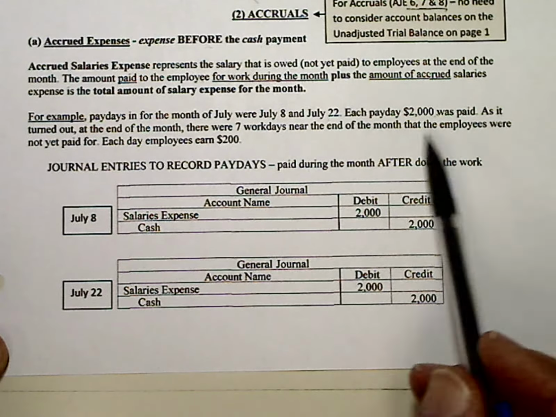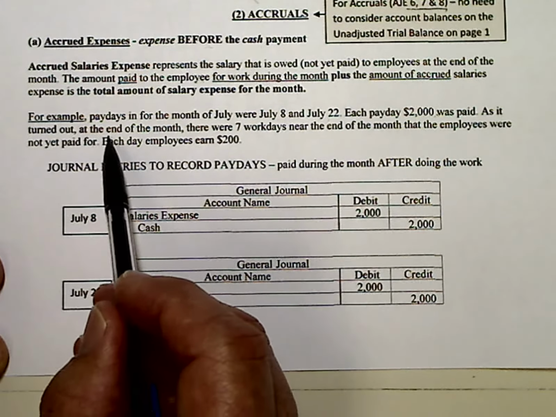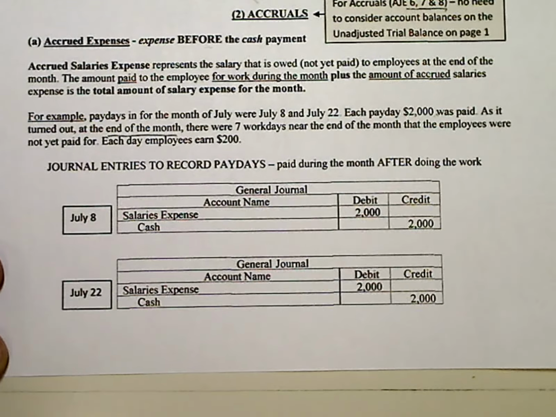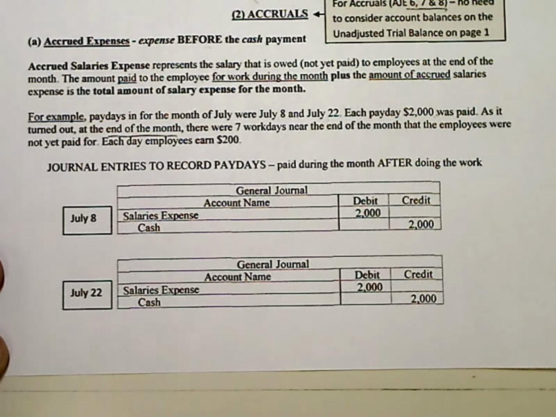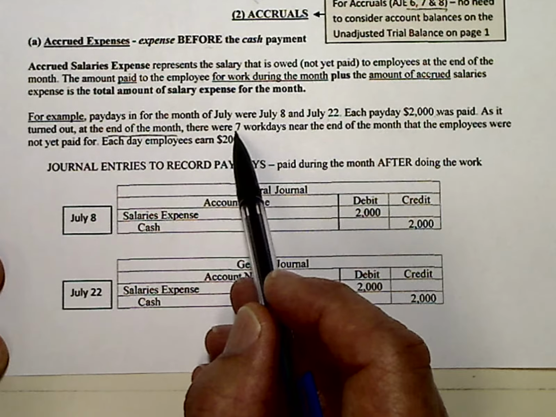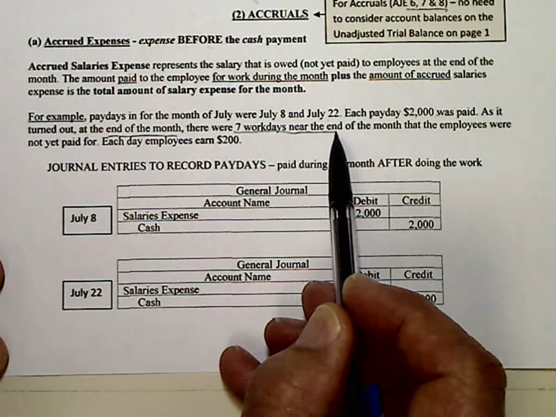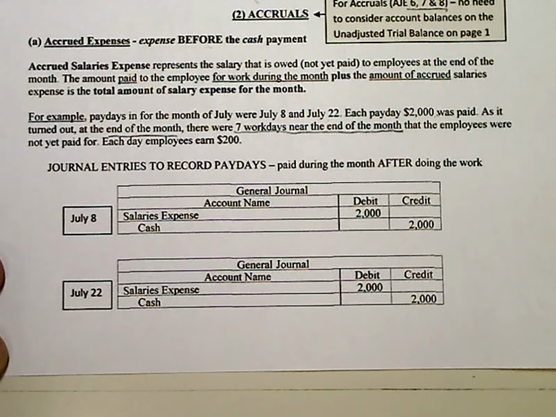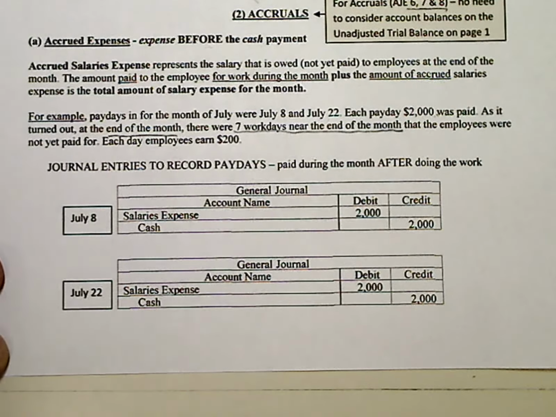Now it's the end of the month. Remember, it's the end of the month. We're going, well, do we need to make any adjustments? We look at the pay and we find that there were 7 work days near the end of the month where the employees had not been paid. That salary expense has not been recorded yet. That liability, the amount that we owe the employees, has not been recorded yet.